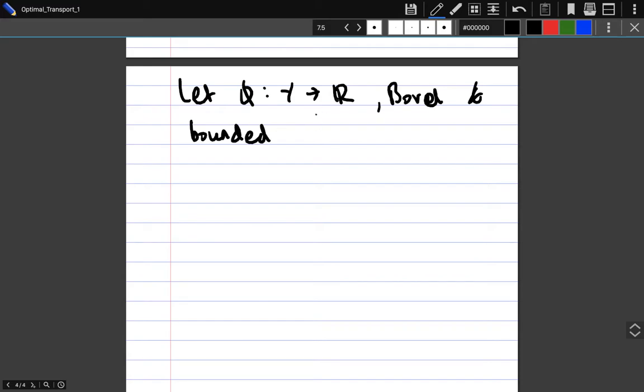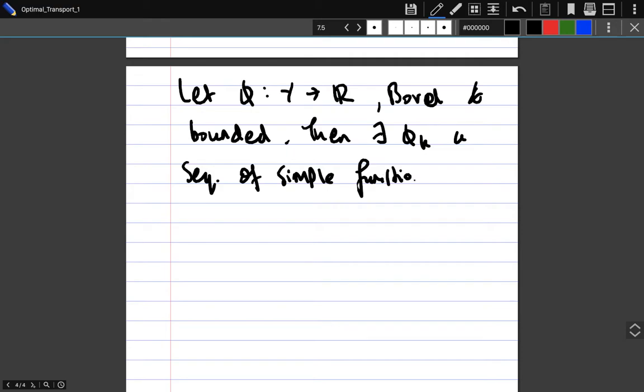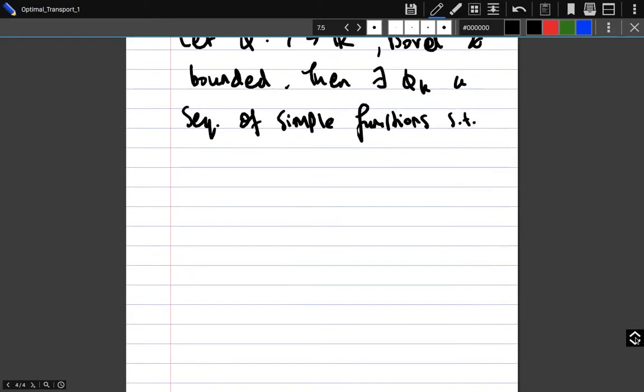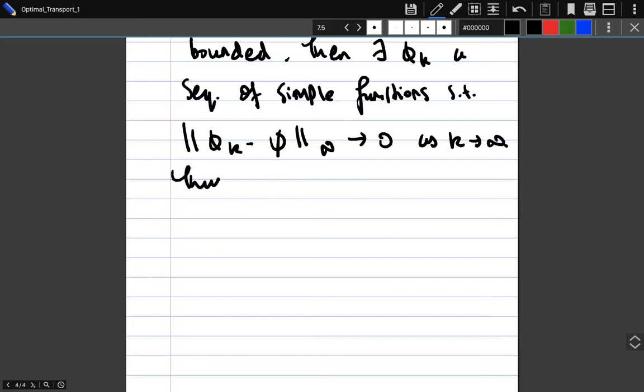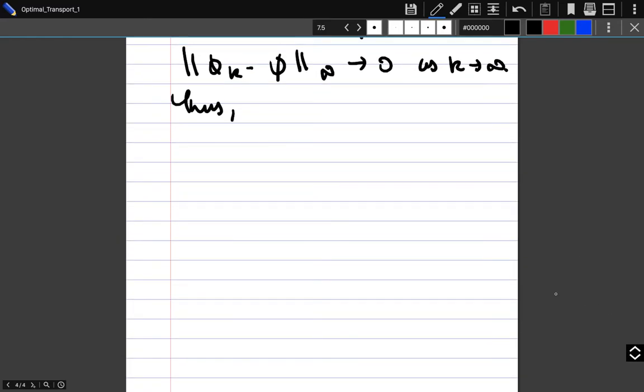So Borel and bounded. Then there exists phi k, a sequence of simple functions, such that you can uniformly approximate phi with the sequence phi k. So what does that mean? That means that the infinity norm of phi k minus phi goes to 0 as k goes to infinity. And thus, now we just plug this in our integral.